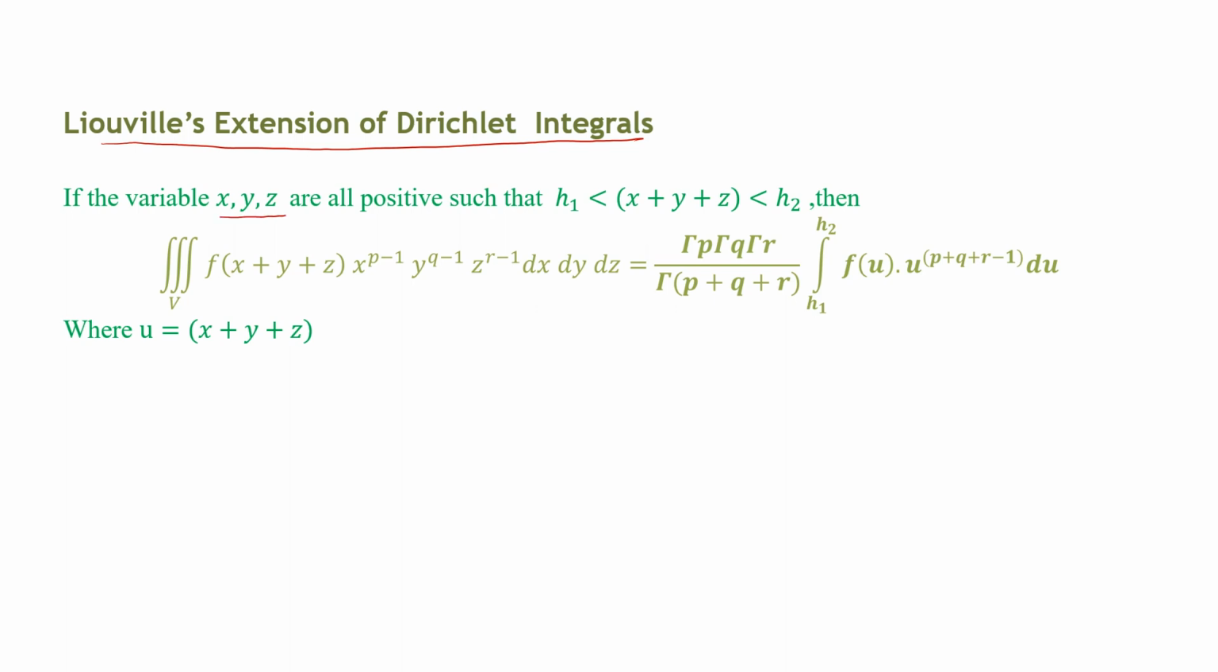Suppose we have three variables x, y, z, all positive, such that x plus y plus z lies between two constants h1 and h2. In that case, we have an integration of a function f of x plus y plus z, times x raised to power p minus 1, y raised to power q minus 1, z raised to power r minus 1, dx dy dz. We write it as gamma p gamma q gamma r upon gamma p plus q plus r, times the integral from h1 to h2 of f of u, u raised to power p plus q plus r minus 1, du. Here u is the sum x plus y plus z. So this is an extension of the Dirichlet theorem, and with the help of this integration we simplify the integral.